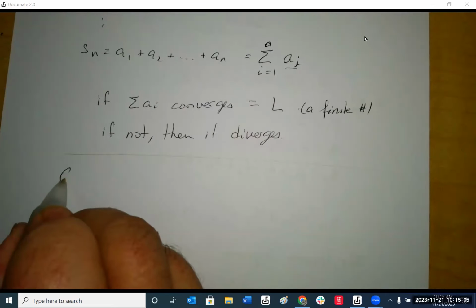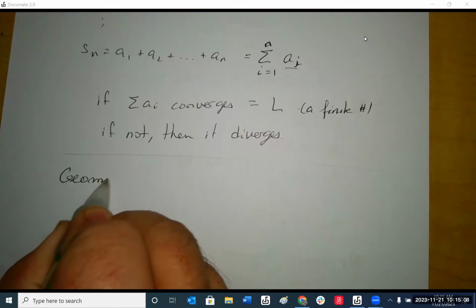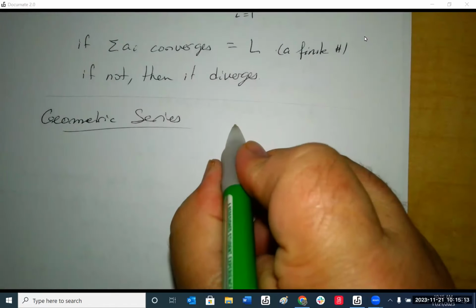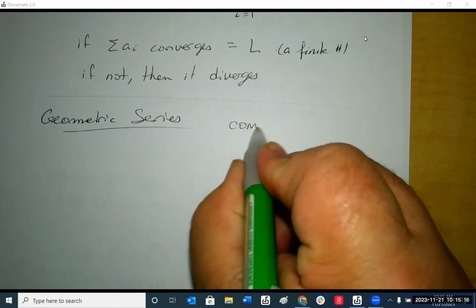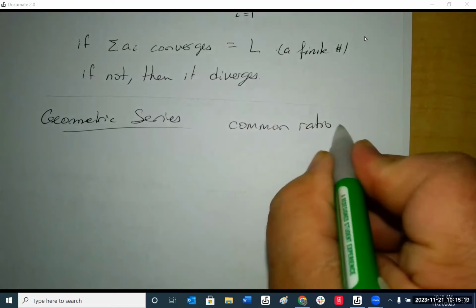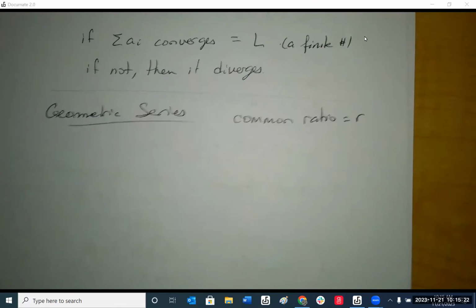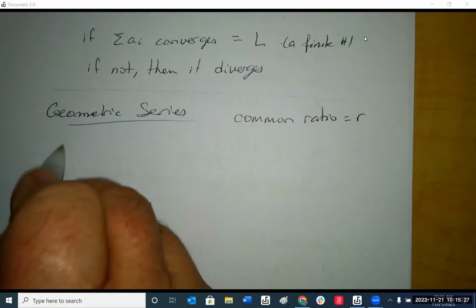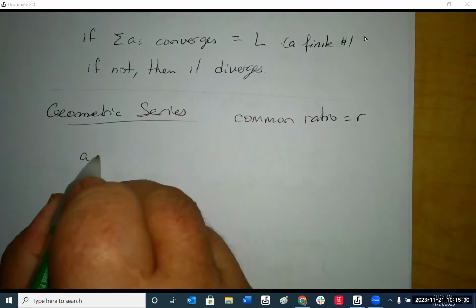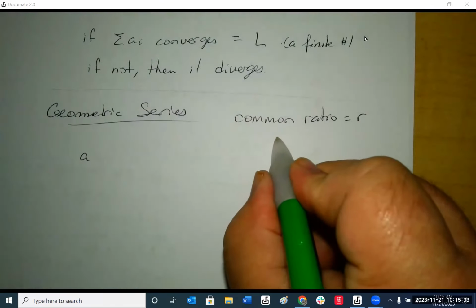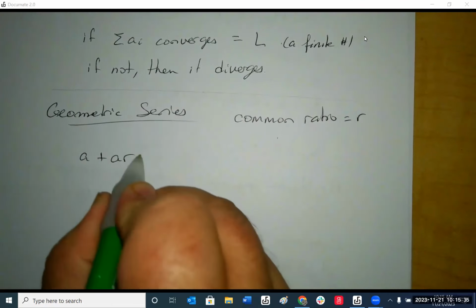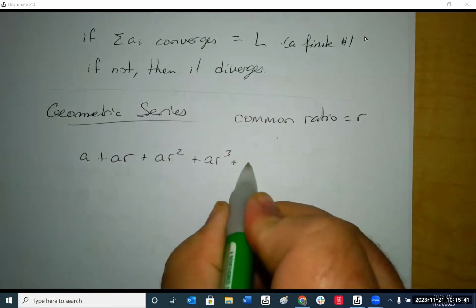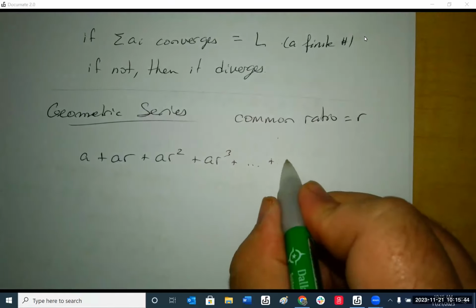So let's look at geometric series. Remember, we have a common ratio. We'll call that R. And we also have the beginning term, A. The geometric series can be represented as this: A, and then you keep on going.